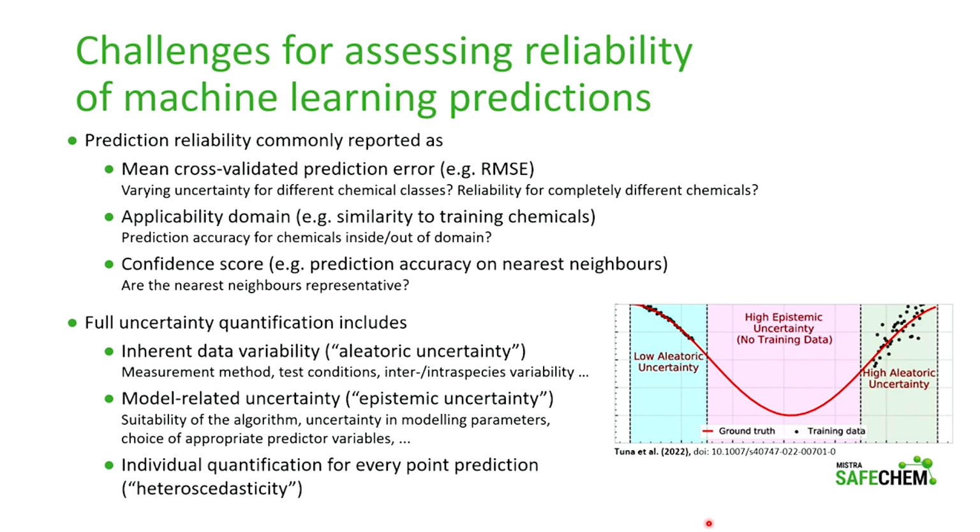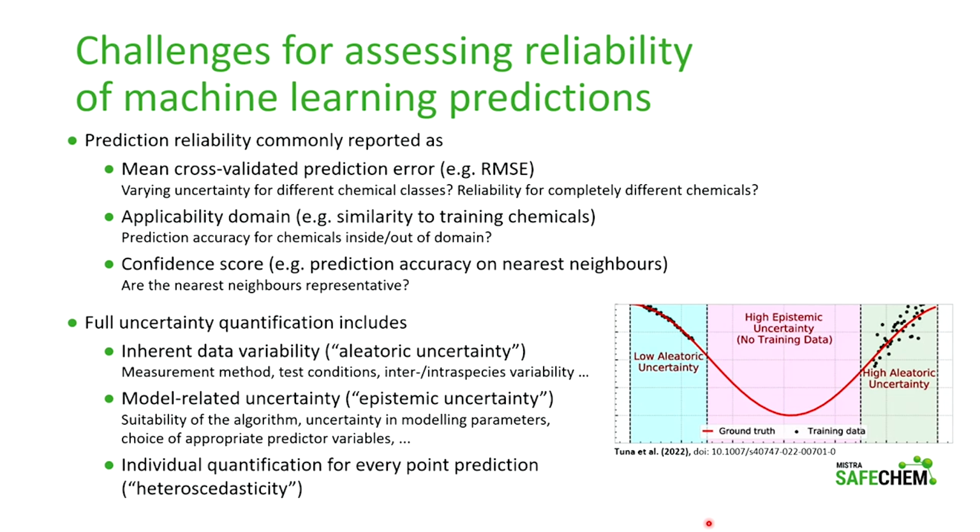But then again, it doesn't give you any information on the actual prediction accuracy, either for the chemicals inside or outside the domain. And again, for this one, we have the confidence score, which is something like the prediction accuracy on the nearest neighbors. But there we also have the challenge that we don't actually know if the nearest neighbors are actually representative of the chemical we're looking at. So this makes it very challenging, if you have these three different metrics, to really interpret what the reliability of the machine learning model prediction is.